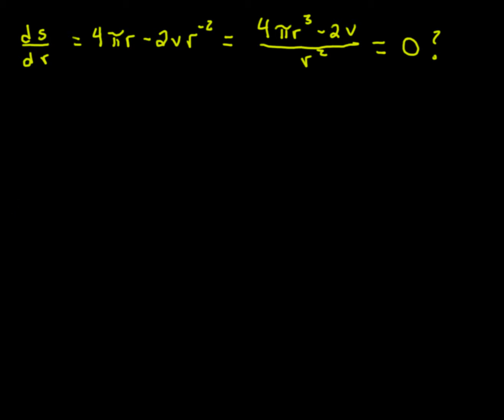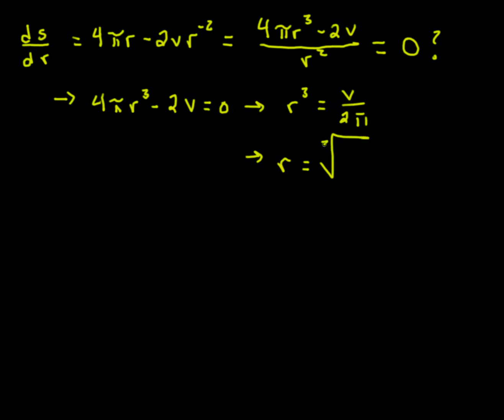And so when is this 0? Well, this is 0 when 4 pi r cubed minus 2v is 0, which tells me that r cubed has to be v over 2 pi, or solving for r, r has to be the cube root of v over 2 pi. All right, so that's our critical value.